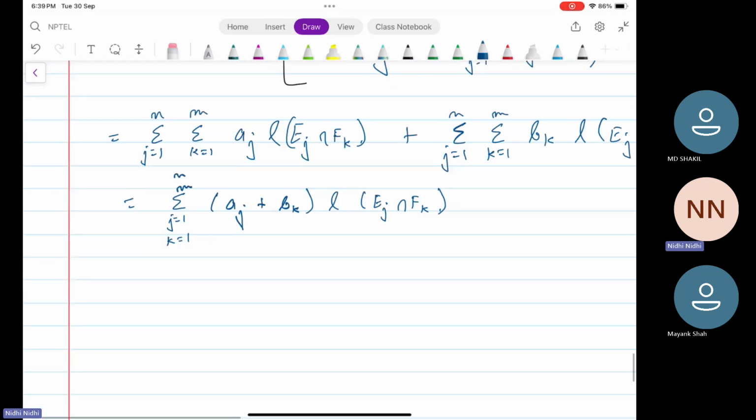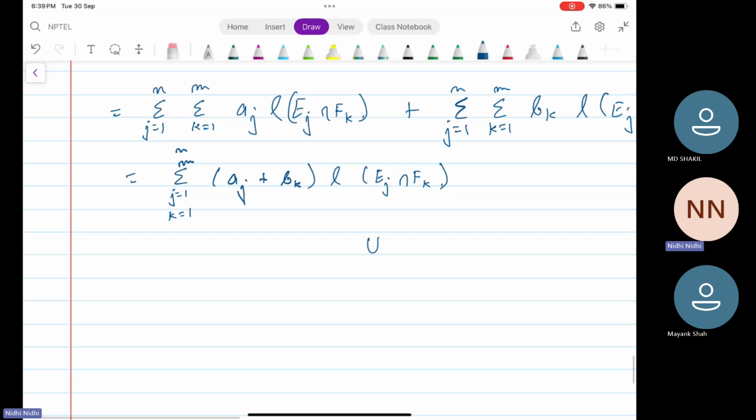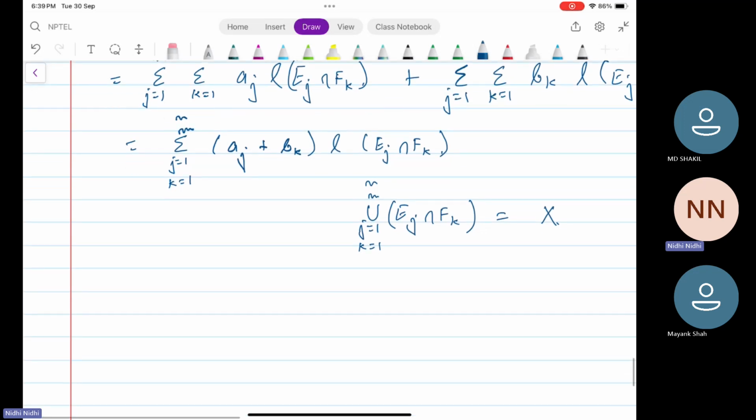Now this union j from 1 to n, k from 1 to m, Ej intersection Fk, will eventually give us the whole set X, and you'll end up getting that all these are pairwise disjoint. So this will be equal to integral over X of phi plus xi dx.